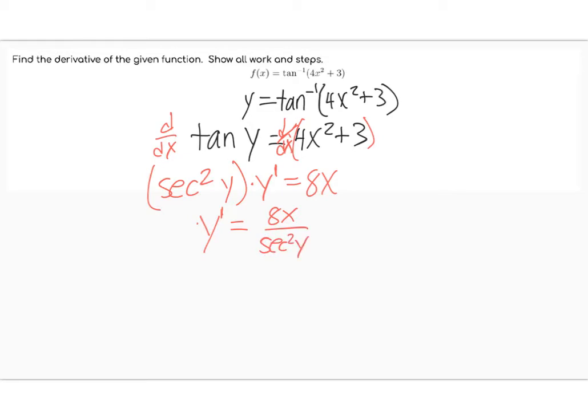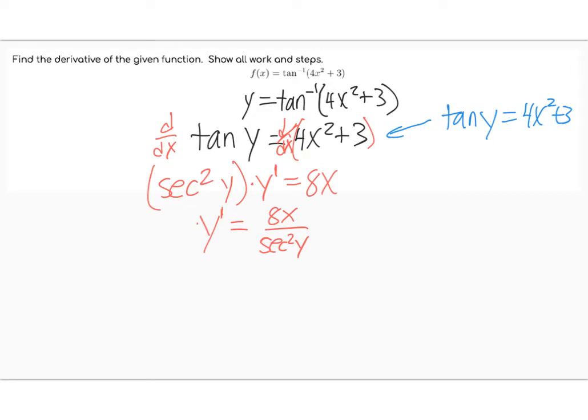That's cool. I'd really like everything to be in terms of x. So we're going to go one step farther here, and now we're going to have a way to write something for secant squared of y. It's going to go back to this setup here. So we had tangent of y is equal to 4x squared plus 3.